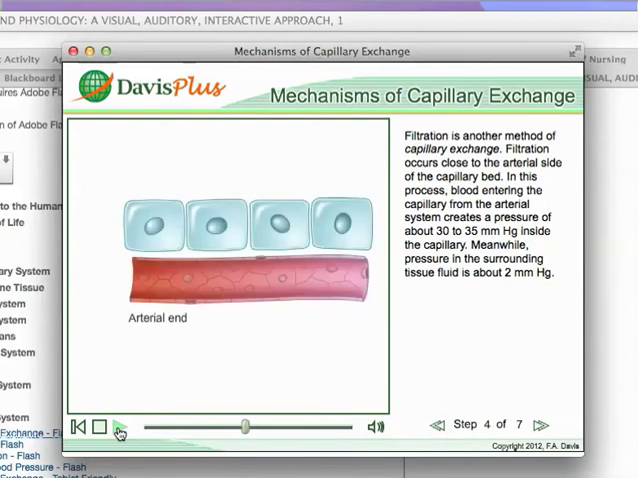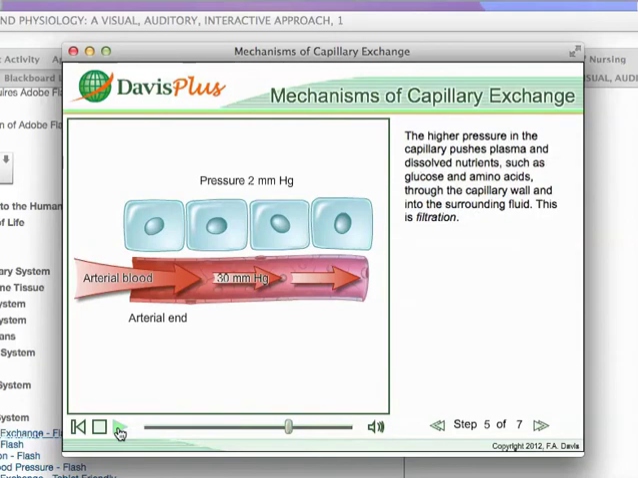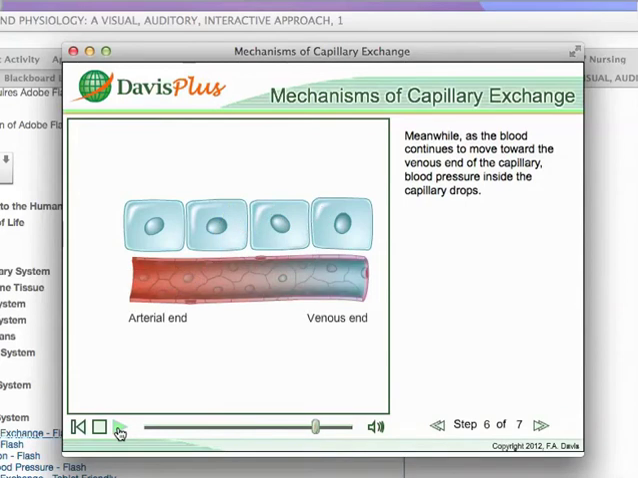Filtration is another method of capillary exchange. Filtration occurs close to the arterial side of the capillary bed. In this process, blood entering the capillary from the arterial system creates a pressure of about 30 to 35 millimeters of mercury inside the capillary. Meanwhile, pressure in the surrounding tissue fluid is about 2 millimeters of mercury. The higher pressure in the capillary pushes plasma and dissolved nutrients, such as glucose and amino acids, through the capillary wall and into the surrounding fluid. This is filtration.